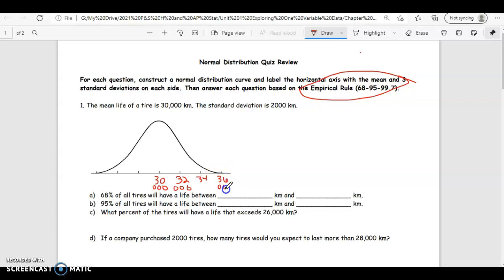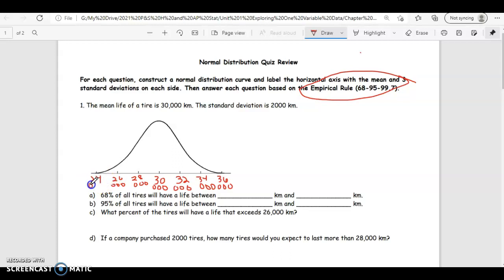And then we'll do the same thing going the other way, but we'll subtract that standard deviation. So this will be 28,000 kilometers. I apologize for my writing. I'm using my fingertips on the keyboard. This will be 26,000. And then 24,000.